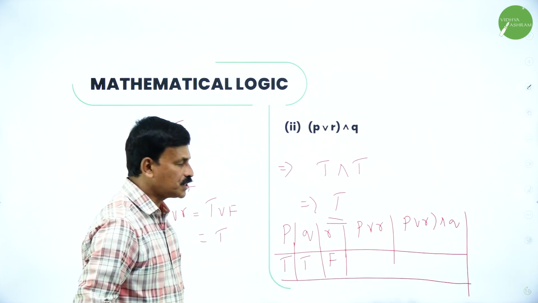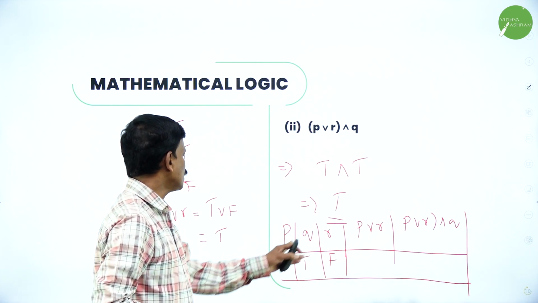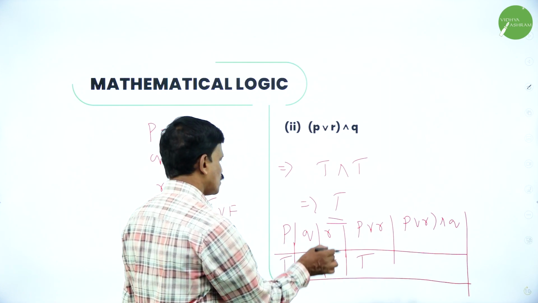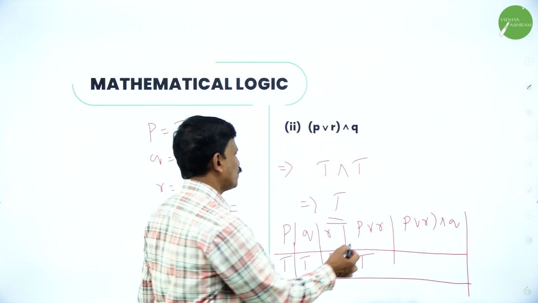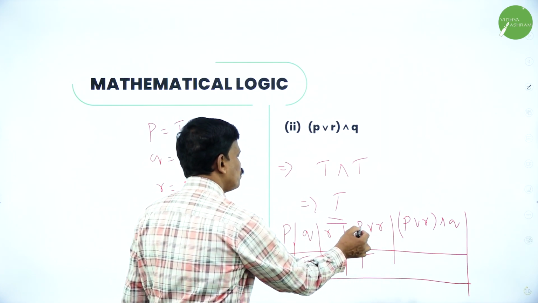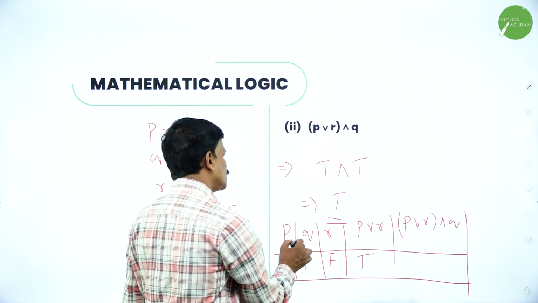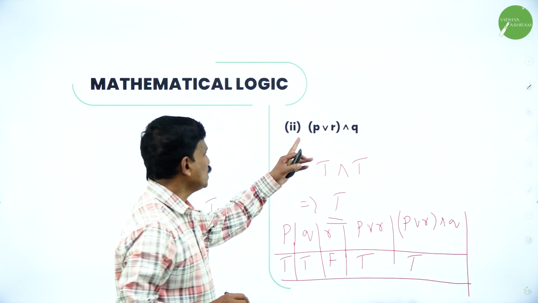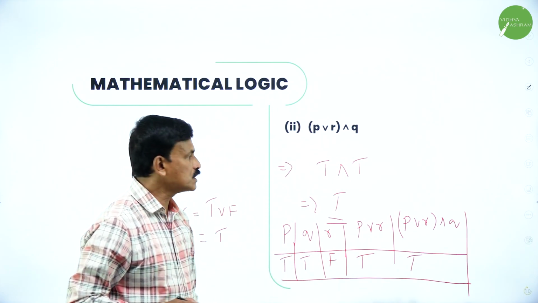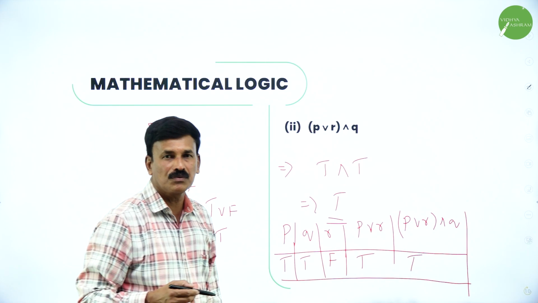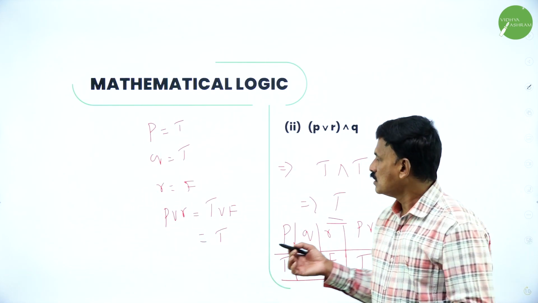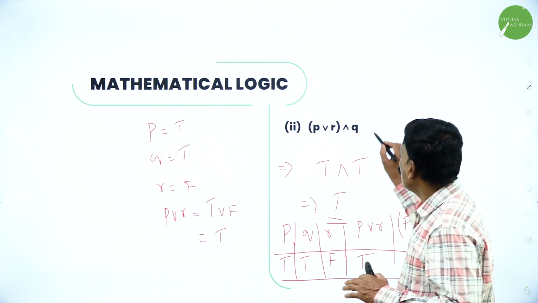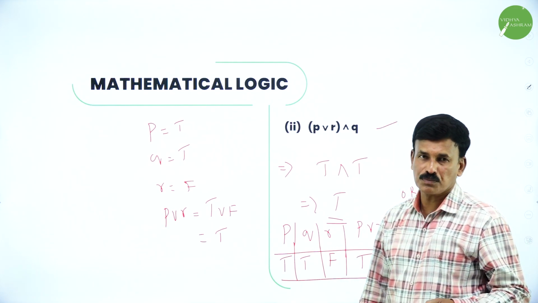Now disjunction of P and R, true and false. True and false is true. True and false is true. And then the conjunction for these two. Conjunction for P disjunction R, conjunction Q. That is true and true is equal to true. So therefore P disjunction R, conjunction Q is true. This is how we are going to write the truth table. So this method or this method, any method you can follow to write the truth value for this given proposition.